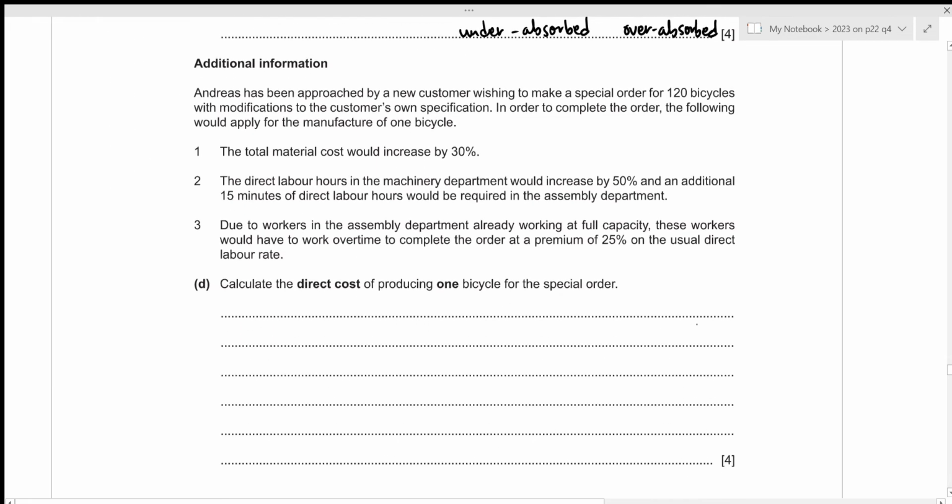Now we are given additional information. Andreas has been approached by a new customer wishing to make a special order for 120 bicycles with modifications to the customer's own specification. In order to complete the order, the following would apply for the manufacture of one bicycle. The total material cost would increase by 30%.